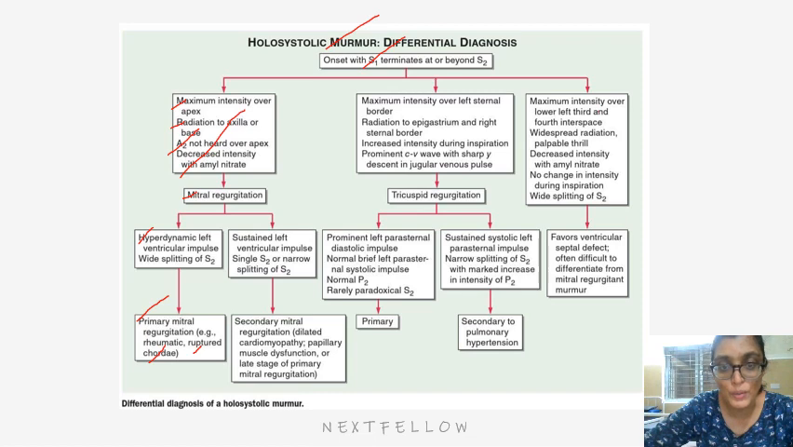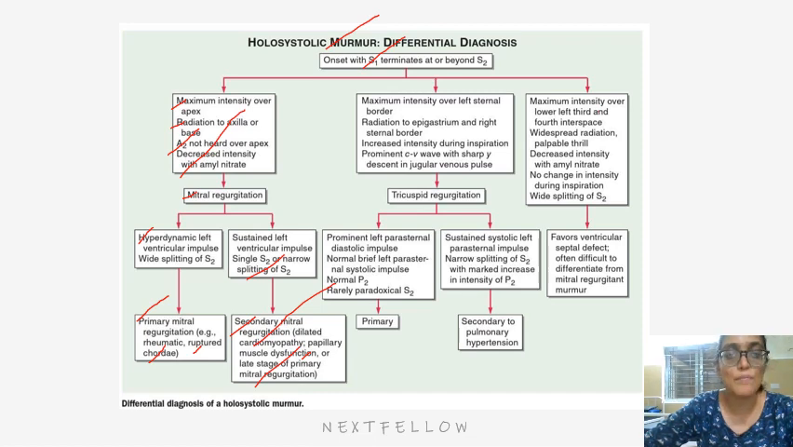It is based upon the duration of the systole, if it is less than half or more than half. So what I wanted you to read, I will not tell you over here. So that's your homework. A sustained left ventricular impulse, so that is simple S2 or a narrow splitting of S2, so there is secondary mitral regurgitation, that is dilated cardiomyopathy, papillary muscle dysfunction, or late stage of primary mitral regurgitation.